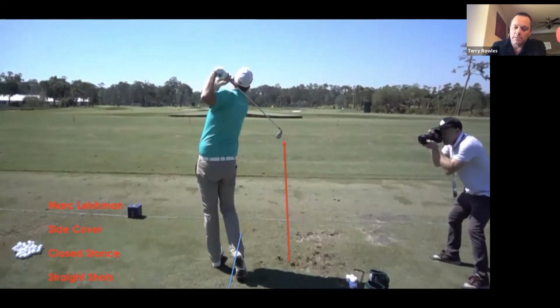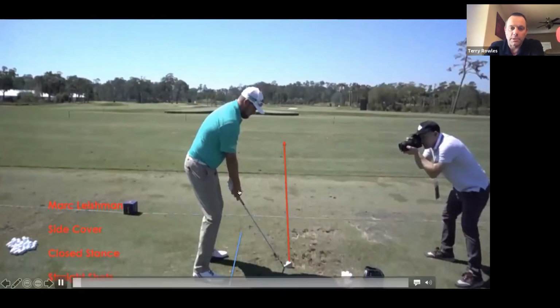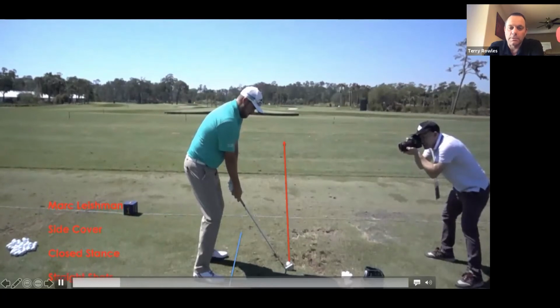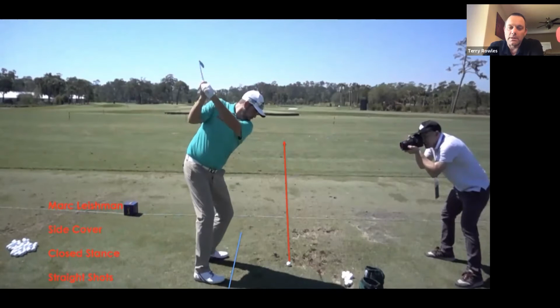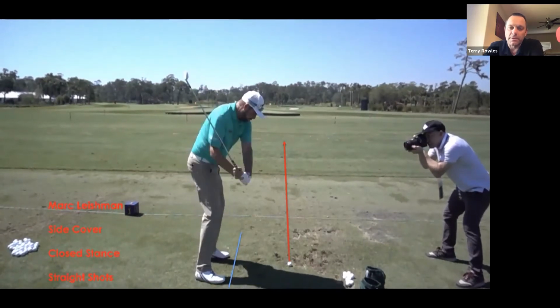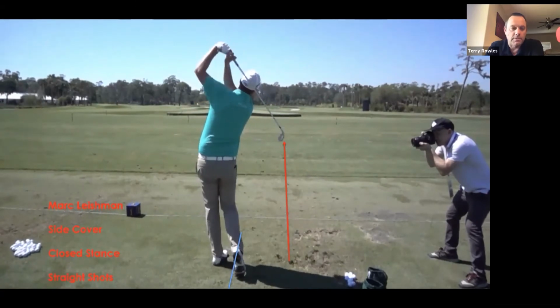So he's what we call a side cover golfer, which affects the backswing. He has a pretty weak right hand. Look at how closed his club face goes back. And then how he releases fully from the top and hits it straight or a slight fade.